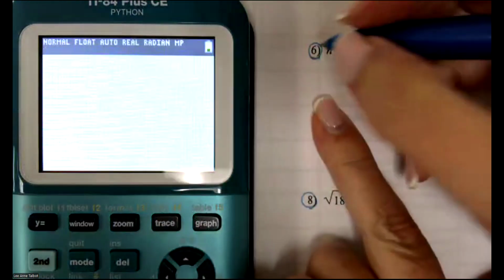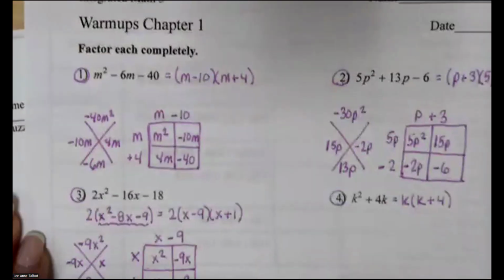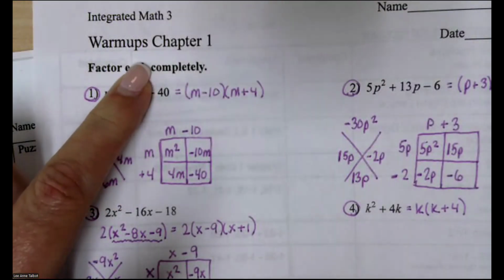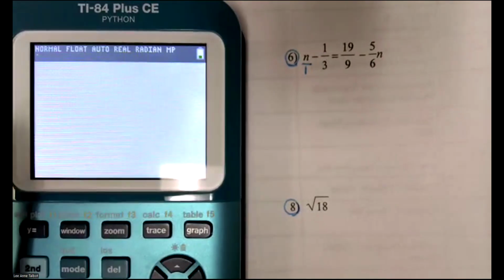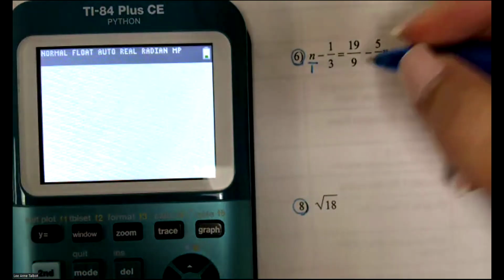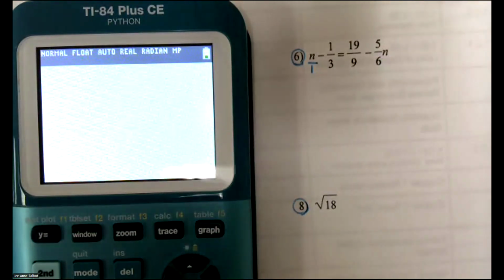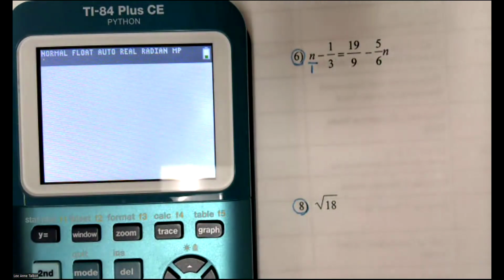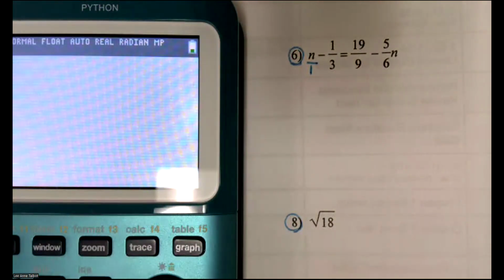First thing I'm going to do on number 6, this is in the warm-ups, by the way, if you're looking for the page, it's the one right on the back of the stamp sheet that says warm-ups. I'm going to put the n over 1, and then I'm going to look at the numbers 1, 3, 9, and 6 and decide what number do they all go into evenly. Into, not into them. 18.